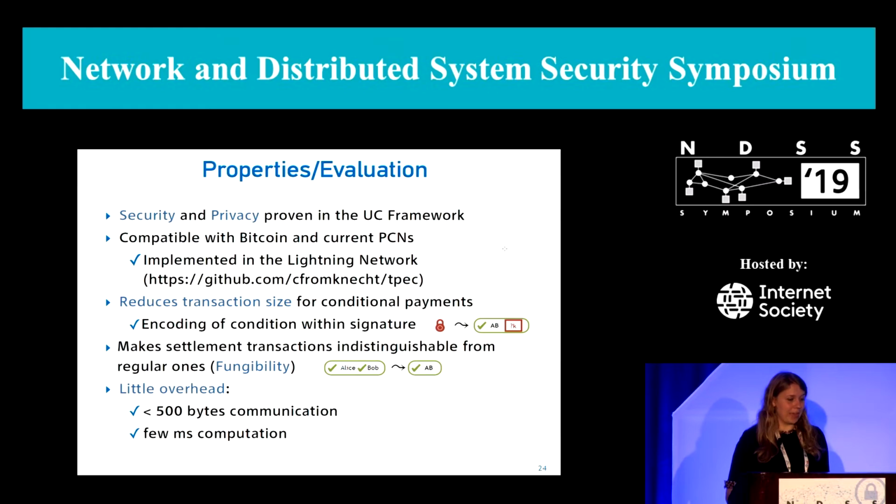What we get, of course, is security and privacy because we proved that. We are compatible with Bitcoin, which uses ECDSA signatures, and this whole approach got implemented in the Lightning Network. We reduce the transaction size because we directly encode our conditions in the signature and don't need any special scripts for that. Also, settlement transactions now look completely indistinguishable from normal transactions in Bitcoin. And this construction turned out to be very practical in both communication and computation.